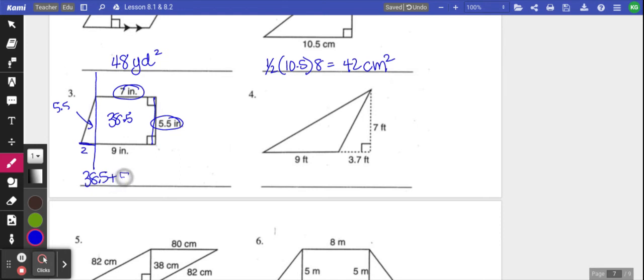I'm going to add them together to find the total area to be 44, right? 38.5 plus 5.5. 44.